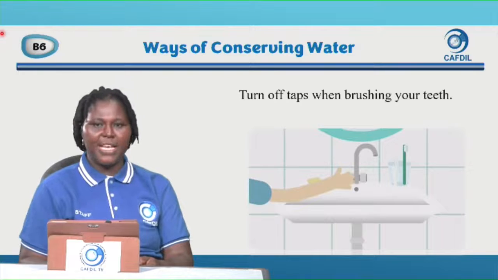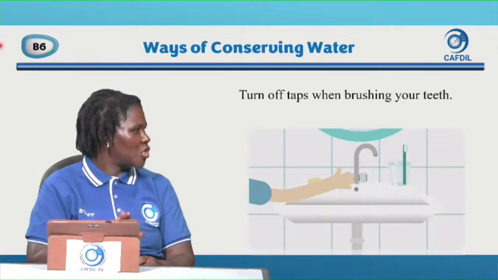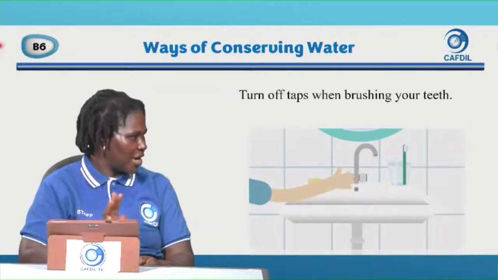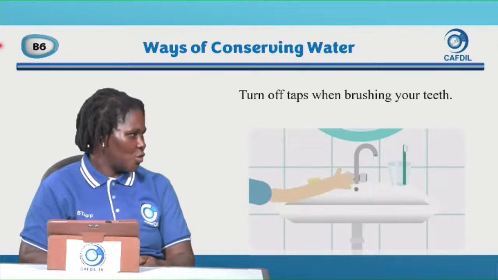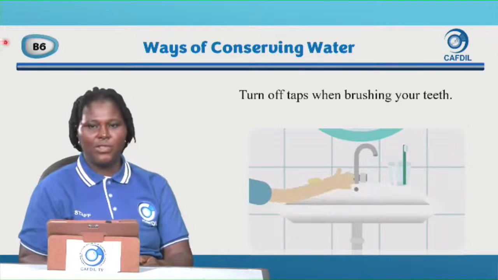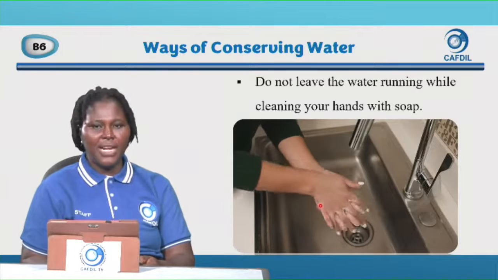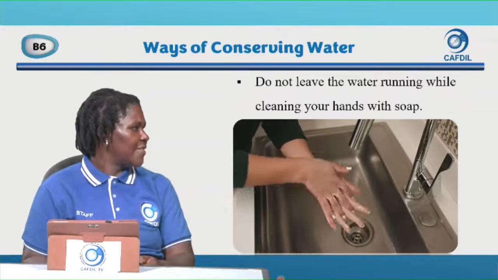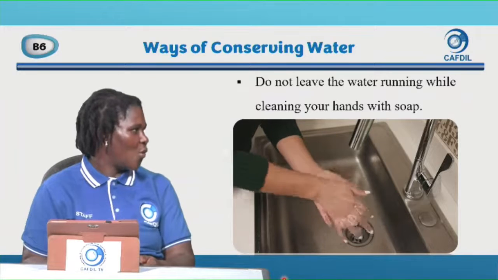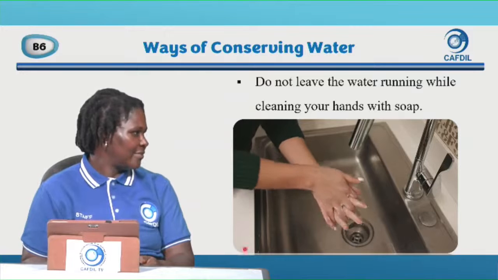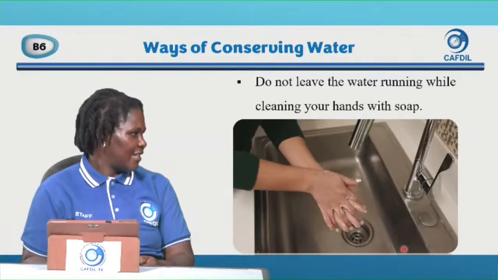The next one is turn off taps when brushing your teeth. When you are brushing your teeth, turn the tap off. Then after brushing, open it. So you will conserve water. You can look at the girl turning off the tap. Good. The next one is, do not leave the water running while cleaning your hands with soap. Let's look at the woman.